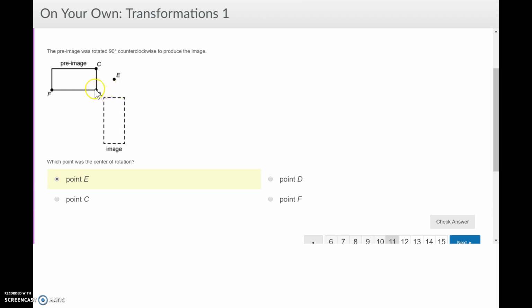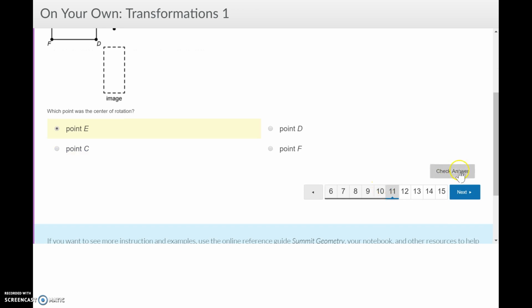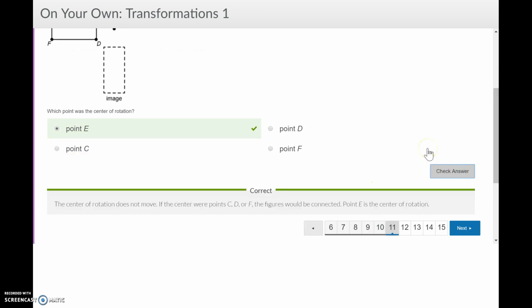Oh, point D, we rotated that 90 degrees around that. F will be down here, not far enough over, and that would put this point over here somewhere. So it has to be, sorry, I didn't see those other two. I was reading too closely.